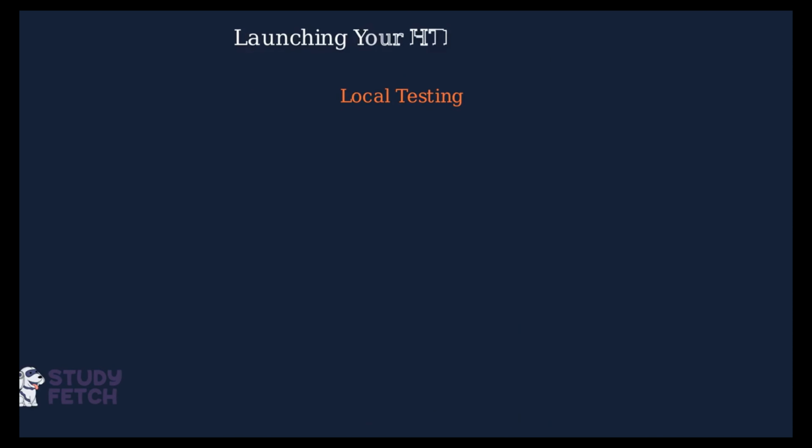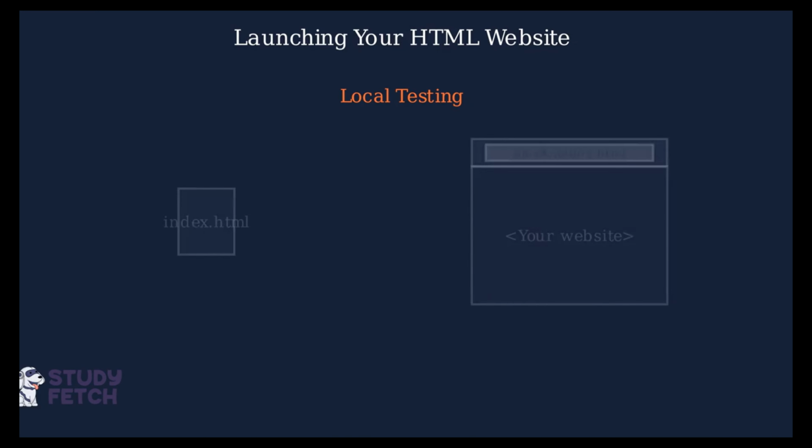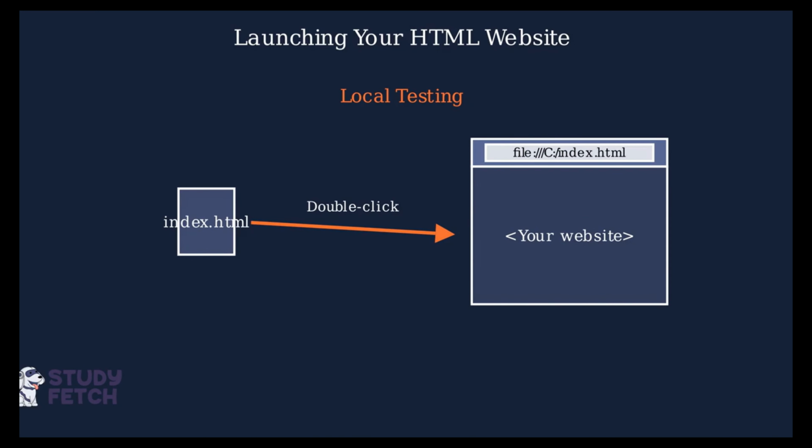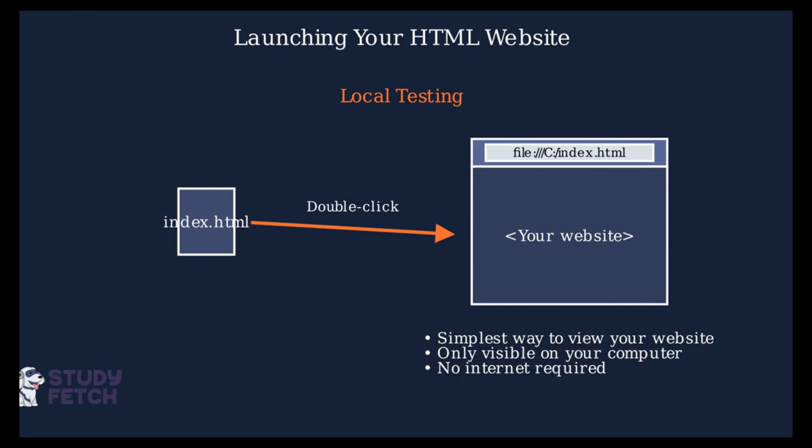Let's start with local testing, which is the simplest way to view your HTML website. To test your website locally, simply double-click your HTML file to open it in your default web browser. This method is quick and doesn't require an internet connection, but your website will only be visible on your computer.